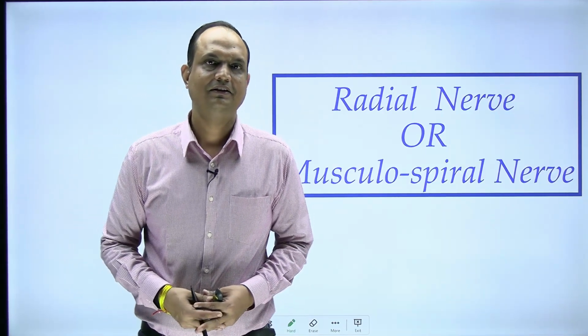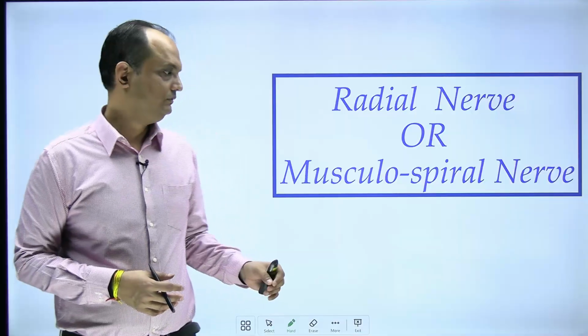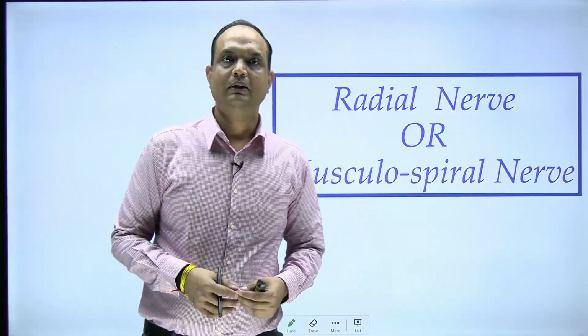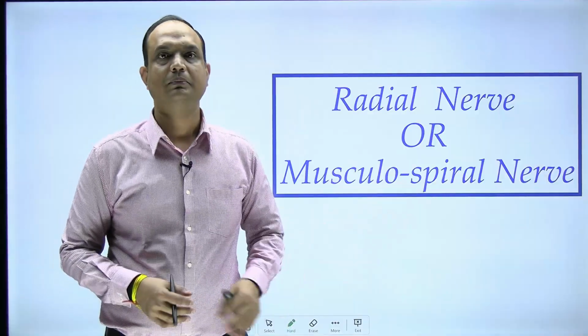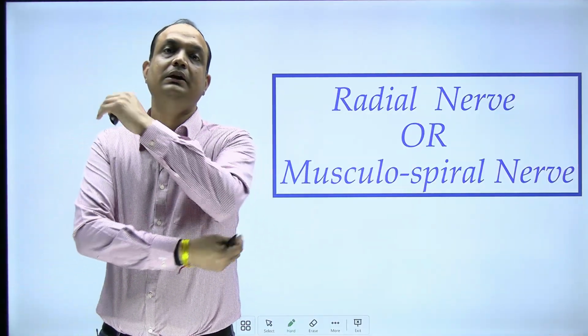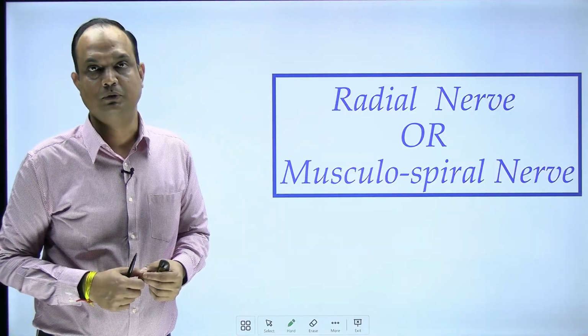Hello students, today we will discuss the radial nerve. The radial nerve is also known as the musculospiral nerve. Now why is it known as the musculospiral nerve? Because it has a spiral course, or you can say that it passes through a spiral groove on the posterior aspect of your humerus bone.